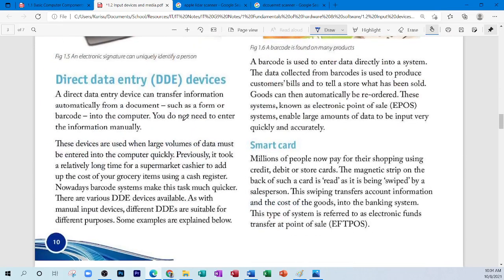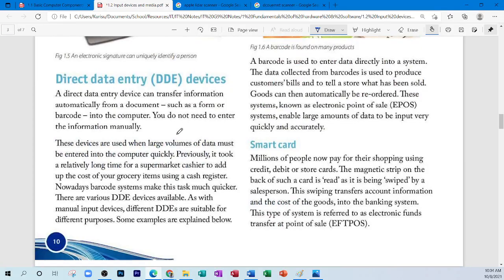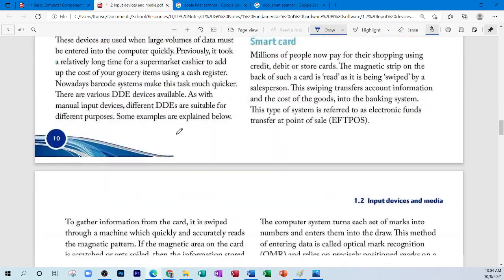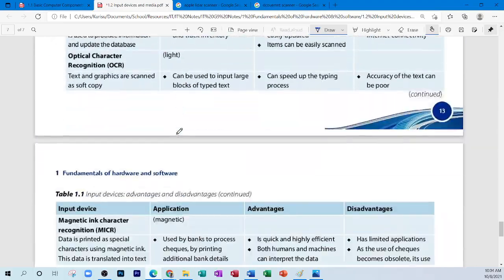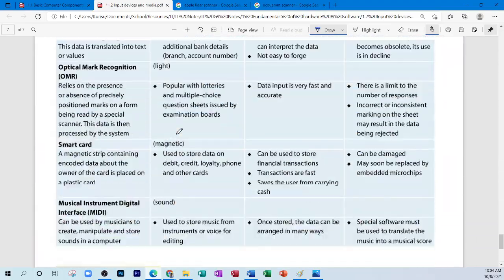So next week, we're going to try to wrap up direct data entry devices. What is a direct data entry device and how those devices basically function.